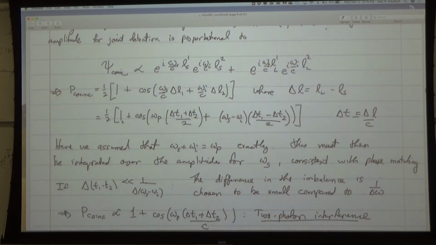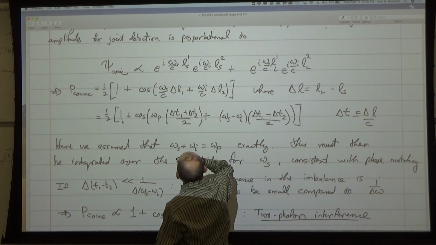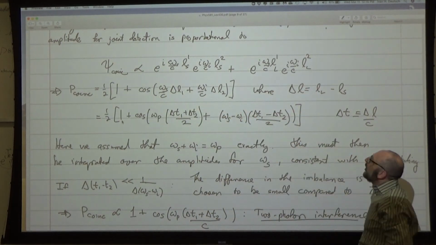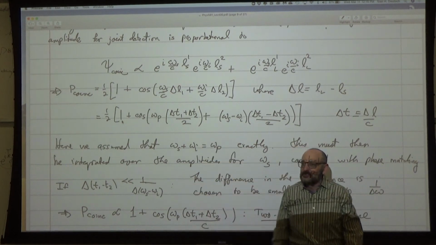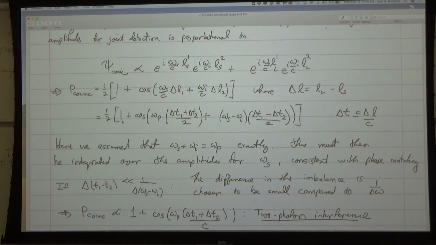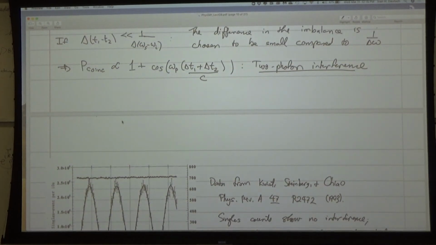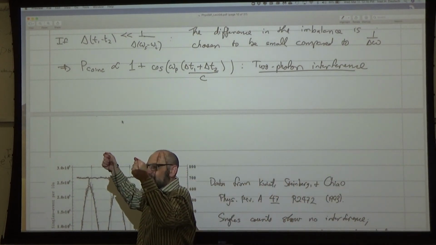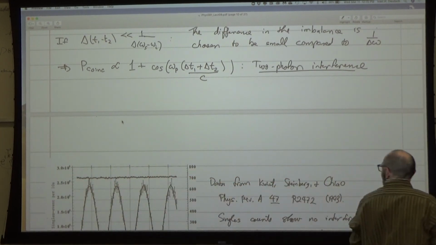The way that would work is you would say there's a probability amplitude for both of them to go on the short path, and another probability amplitude for them both to go on the long path. And I have to add them in superposition. And when I square that amplitude, I get interference. And that's a two-photon interference. The interference is only seen in coincidence. It's a two-photon process. The individual photons don't show the interference, but the two photons do, due to that entanglement.